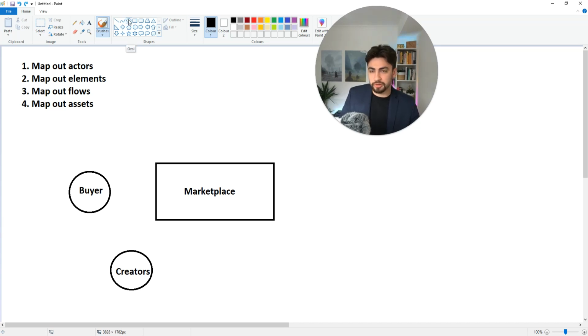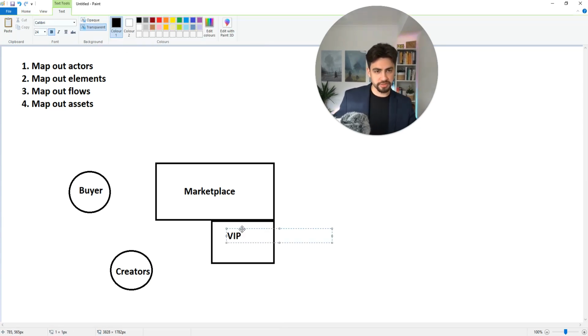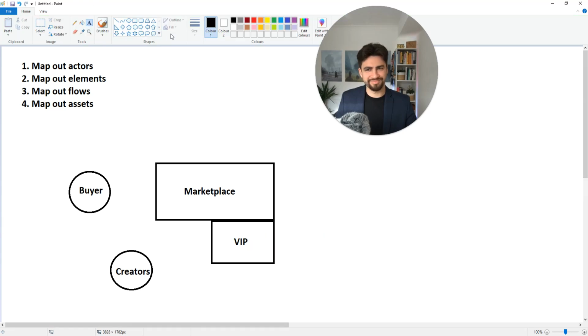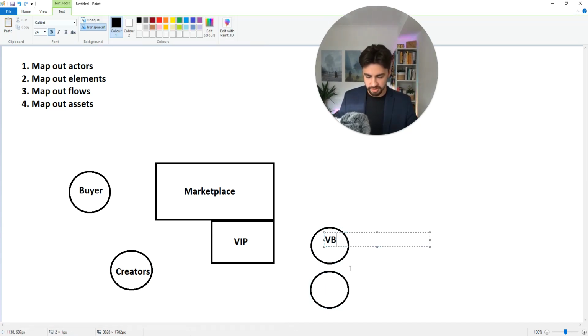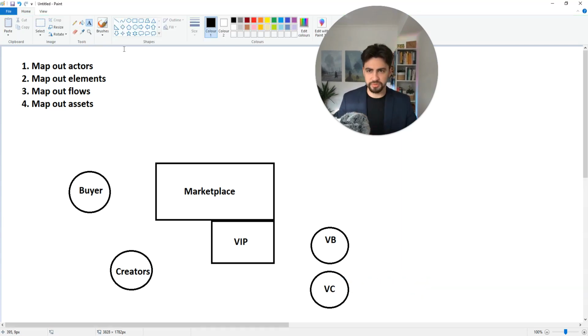Who else do you have? Well, maybe you have a VIP marketplace over here. So we can call this a VIP marketplace. This is specifically for, maybe it's B2B. Maybe this is a B2C marketplace, this is a B2B marketplace. I don't know, maybe it's for institutions, whatever, right? But you have a VIP marketplace. Well, that means that you have VIP buyers, and you have VIP sellers or VIP creators, right? So there we go. So VB, VC.